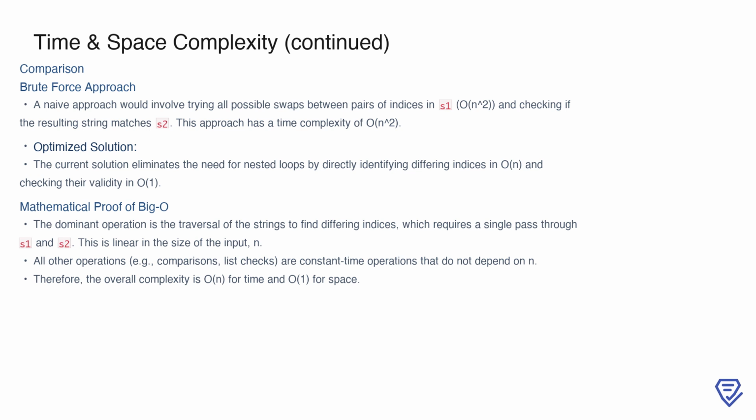Finally, the mathematical proof of the big O complexity confirms that the dominant operation in this algorithm is the single traversal of the strings to find differing indices. All other operations are constant time and do not depend on the input size. As a result, the overall time complexity is O(n), and the space complexity is O(1).